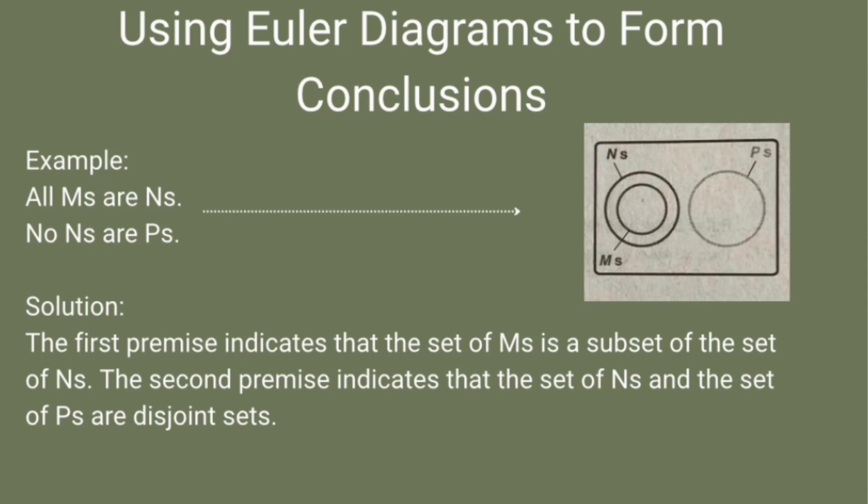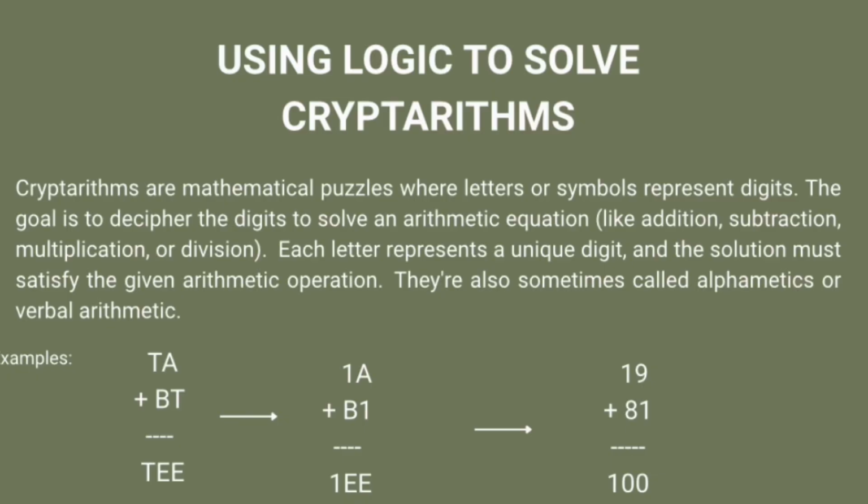So lastly, what are cryptarithms? Cryptarithms are mathematical puzzles where letters or symbols represent digits. The goal is to decipher the digits to solve an arithmetic equation like addition, subtraction, multiplication, or division. Each letter represents a unique digit, and the solution must satisfy the given arithmetic operation. They're also sometimes called alphametics or verbal arithmetic.